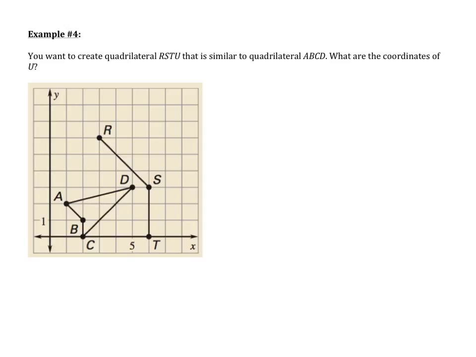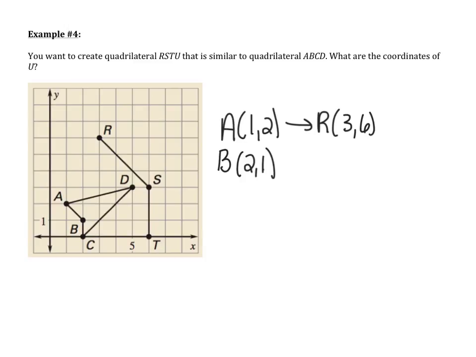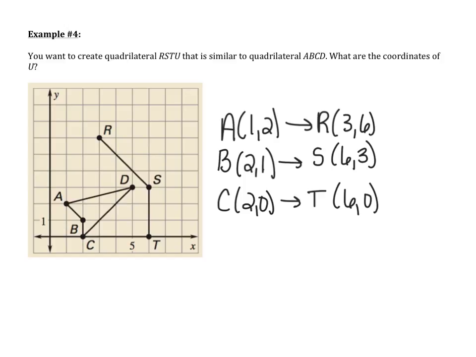So if we look at A, it is at 1, 2. It corresponds to R, which is at 3, 6. Then we look at B. It is at 2, 1, and it corresponds to S, which is at 6, 3. And finally look at C, which is at 2, 0, and it corresponds to T, which is at 6, 0.